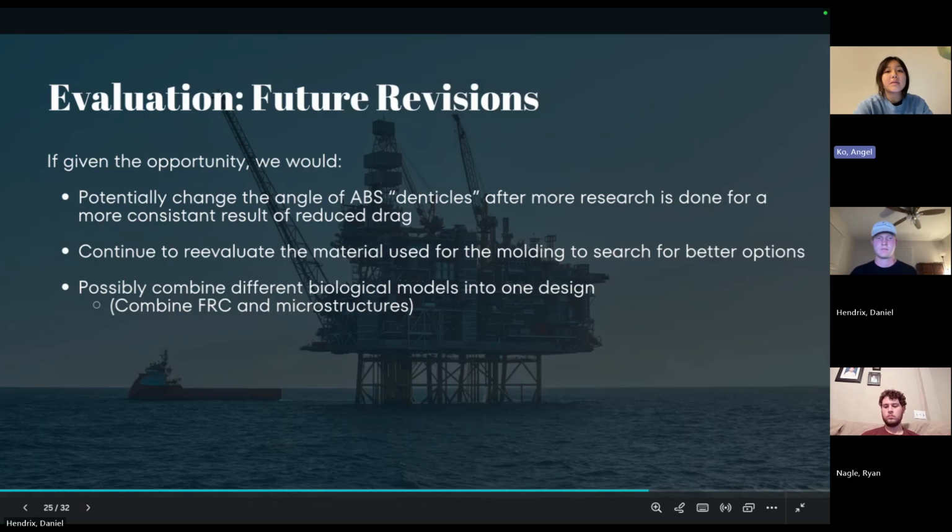Lastly, we would possibly combine different biological models. As we mentioned before, we would possibly combine the FRC with that biological model with mucus, as well as the microstructures, which might help optimize that anti-corrosive property.